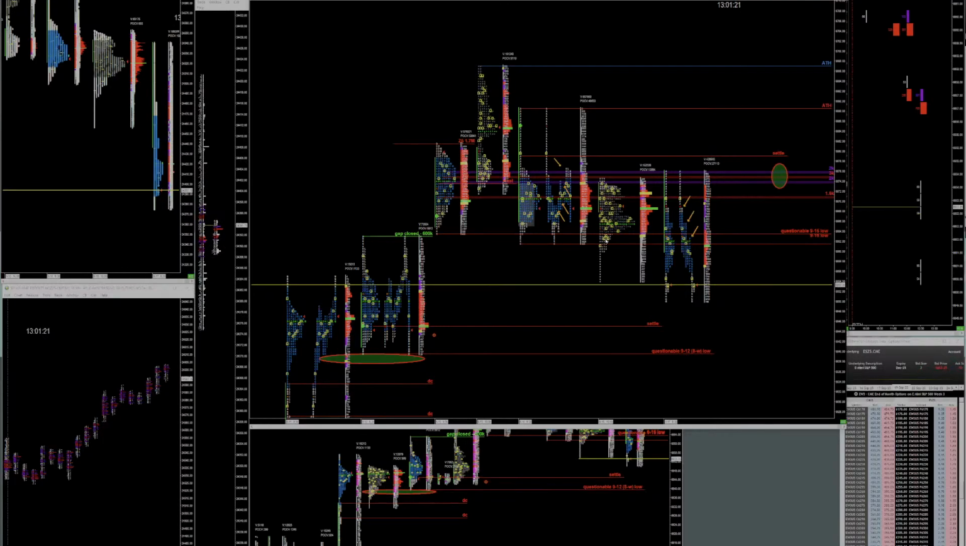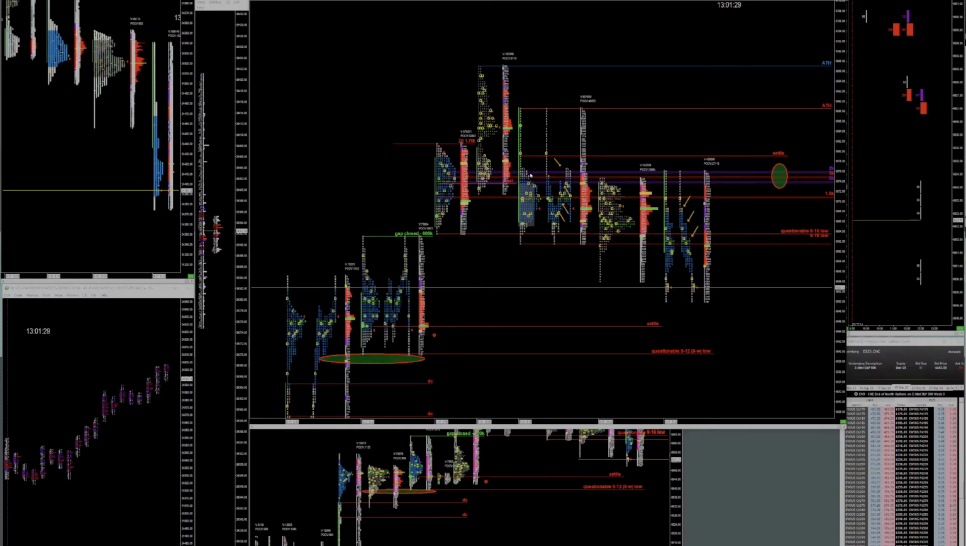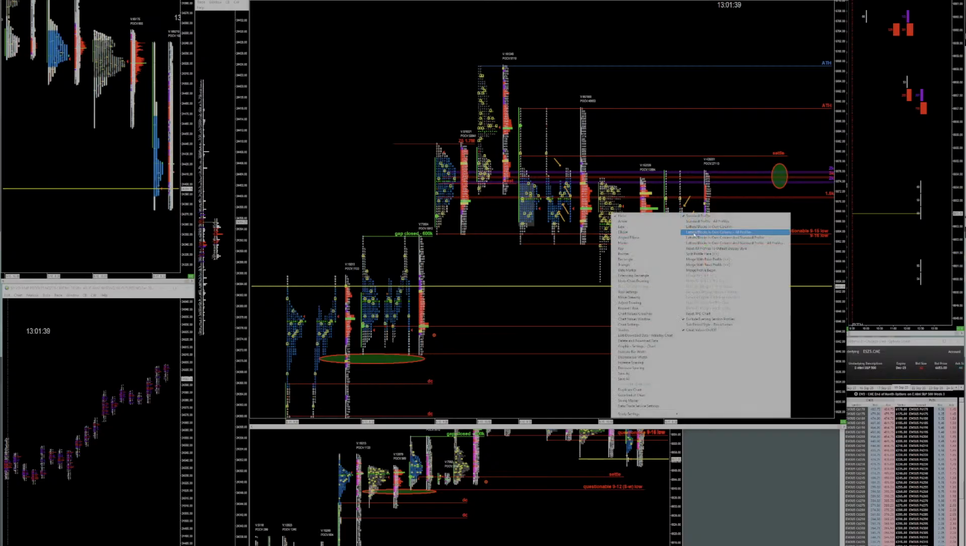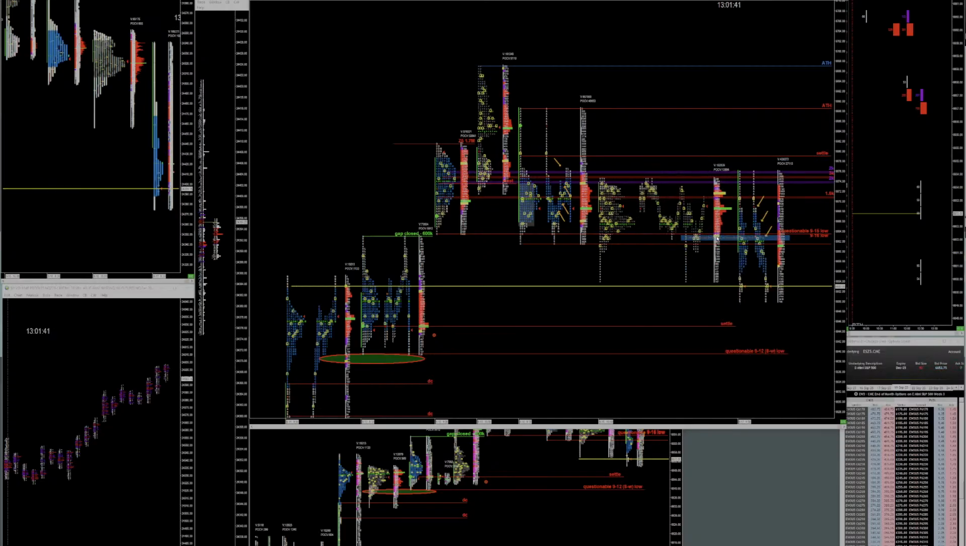Now remember, P shapes and V shapes are not what matter, but what matters is how the profile is built. This may look like a P shape, but it's not. This is not short covering. It is just an attempt to, I cannot say it's making an attempt to look like that, but it is not.